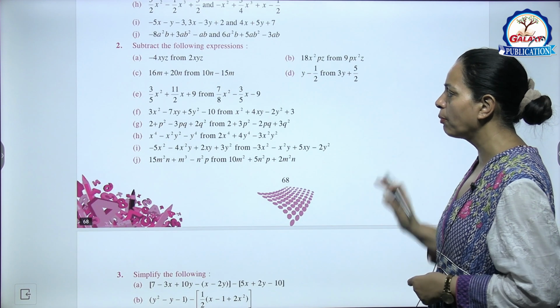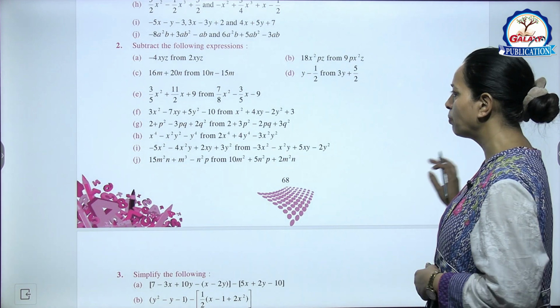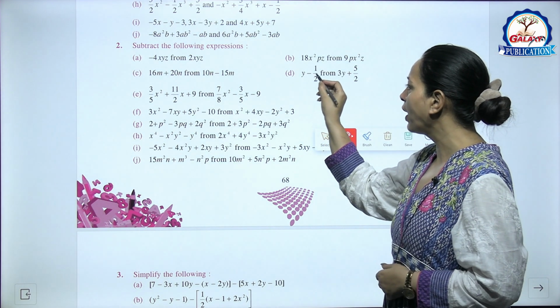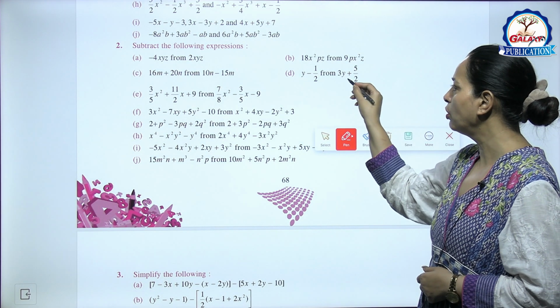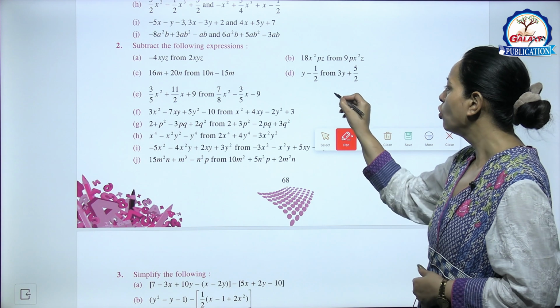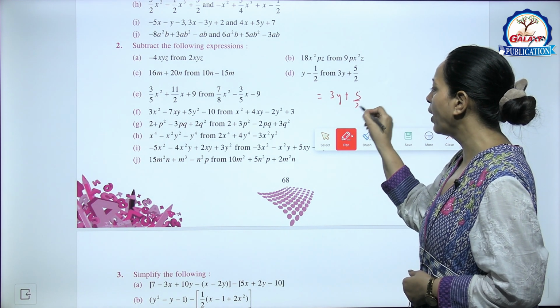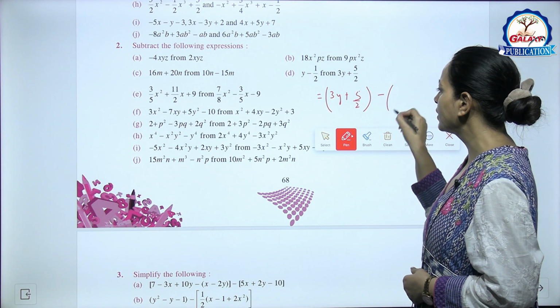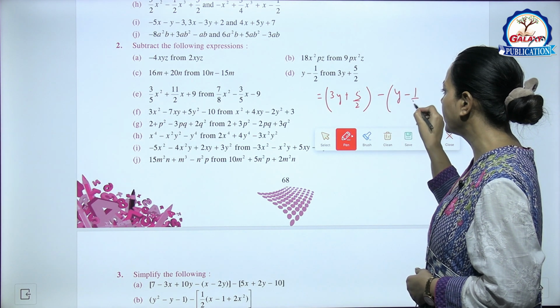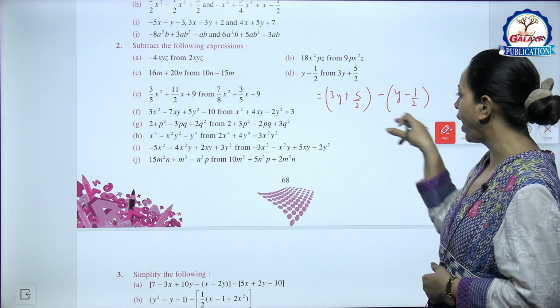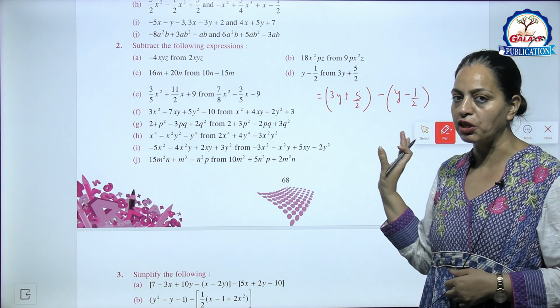Now come to question number 2, subtract the following expressions. Like here you can try D part, y minus 1 by 2 from 3y plus 5 by 2. So what will you write? 3y plus 5 by 2 minus bracket y minus 1 by 2. Because we have two terms here, so we have to write in the bracket this expression.